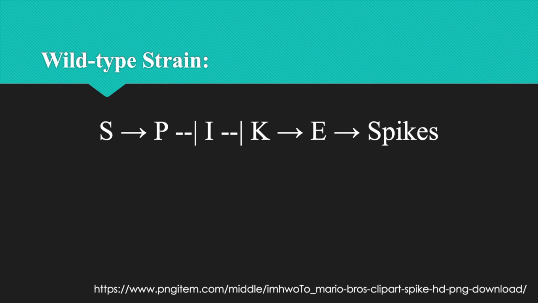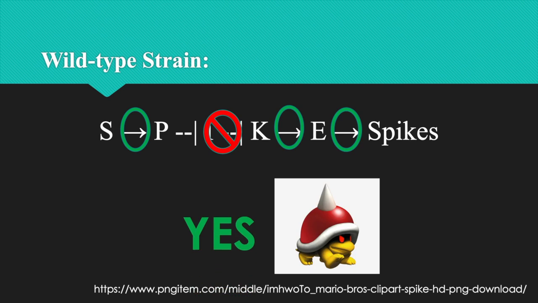In our wild-type strain, S promotes P, and P will in turn block I. If I is blocked, that means that K can promote E, and E will produce the spikes. Therefore, our thorny lizard will have spikes.